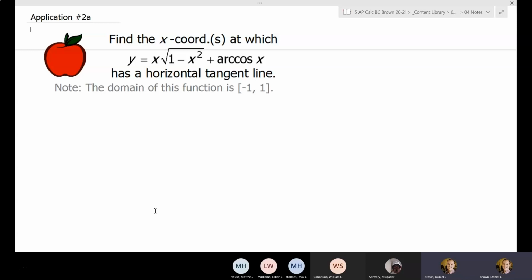When I see this problem, I see an inverse trig rule, I see the product rule, and I see the chain rule. So have fun with that one. And to finish quicker before I go over it, the second part of this question is going to be classifying the horizontal tangent lines, minimums and maximums.